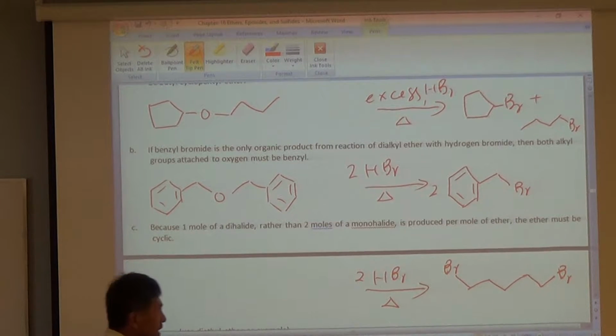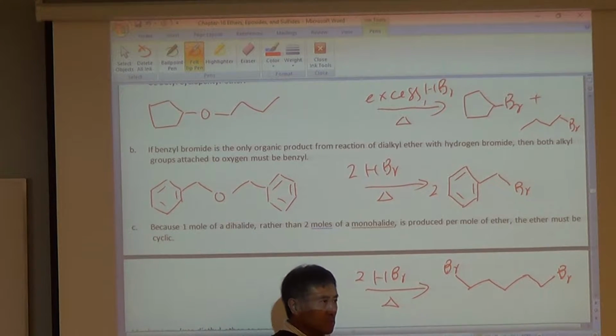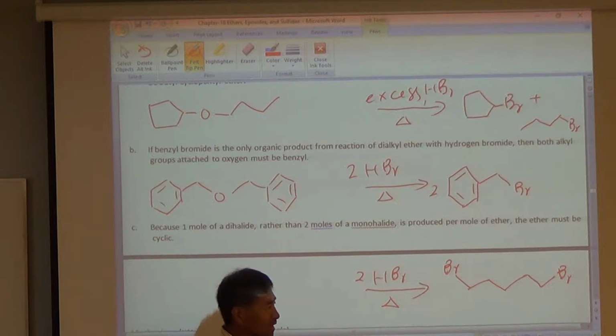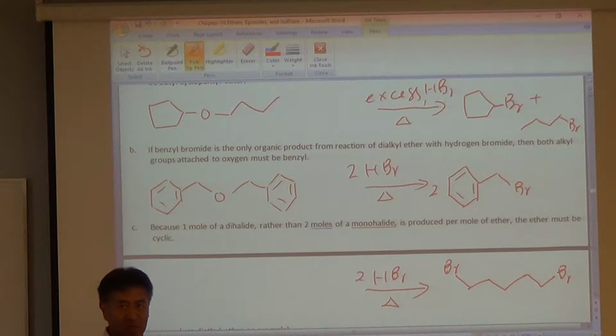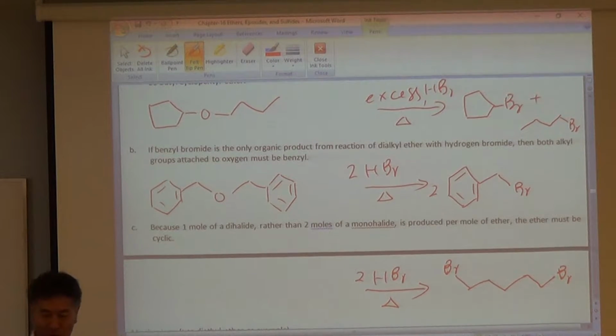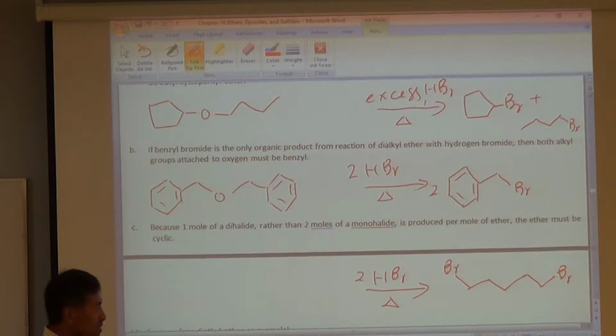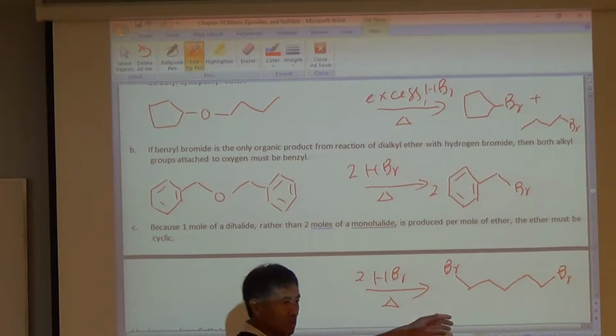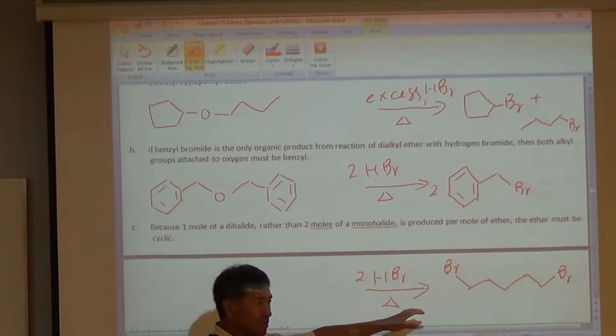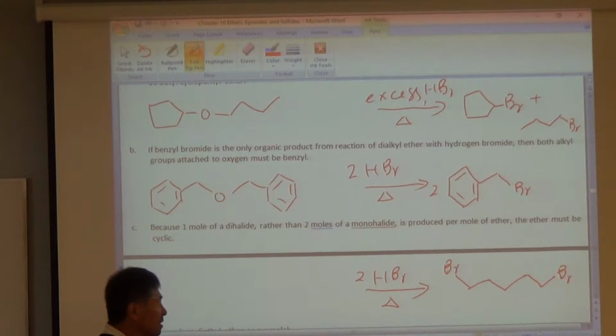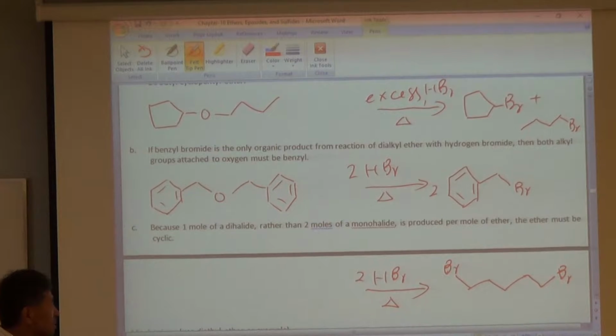So the ether has 5 carbons, and then the ether has an oxygen, and the oxygen will bond into 2 carbons. So if you have 5 carbons and one oxygen, because you only produce one of this, one more ether produces one more of this. That gives you some idea your ether is a cyclic ether.